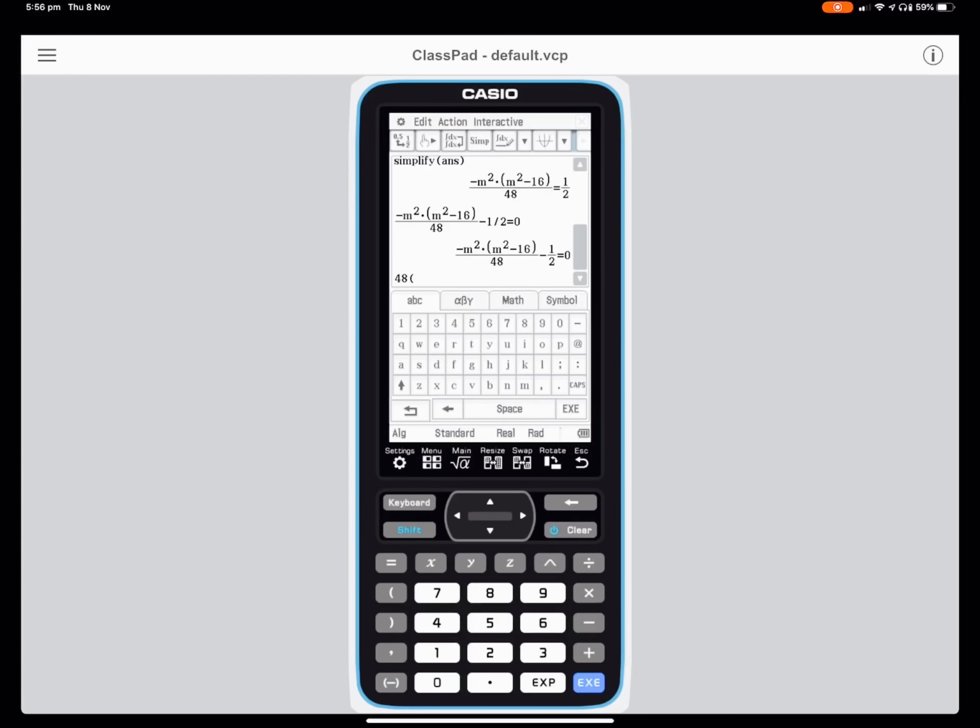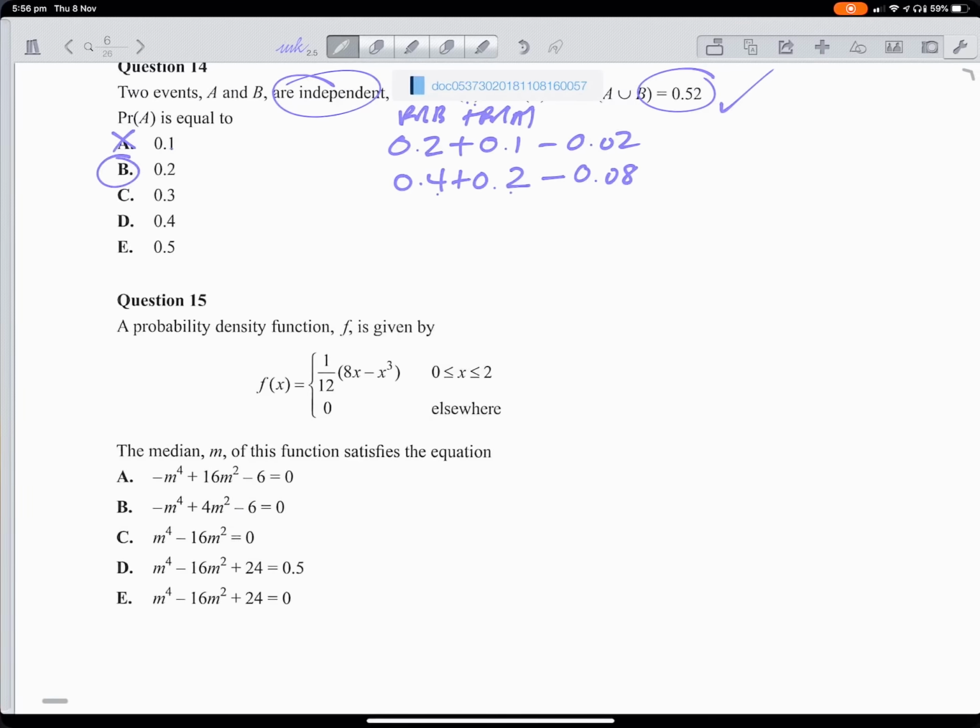(48) times all of that. Okay, negative m to the 4 plus 16m squared minus 24. So I can also do that the other way.